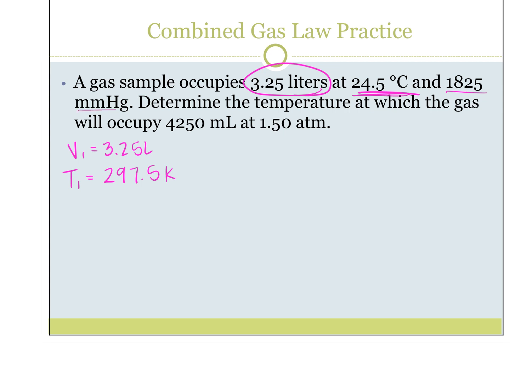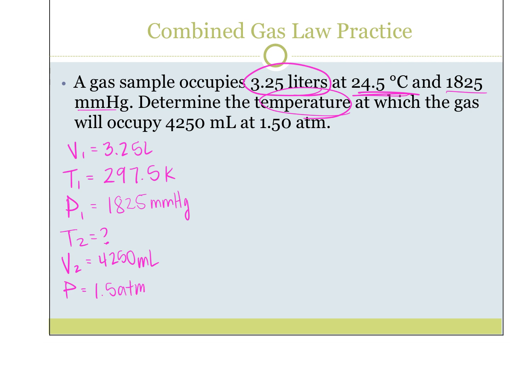And 1,825 mmHg. Do you remember what that stands for? Millimeters of what element? Do you remember? Mercury. Good. Everybody looked up here. Good. Millimeters of mercury. And so that is a pressure unit, isn't it? It's a pressure unit. So let's just go ahead and write that down as P1. It's 1,825 millimeters of mercury. It says determine the temperature. So that means we're solving for T2 at which the gas will occupy 4,250 milliliters and a pressure of 1.5 atmospheres.